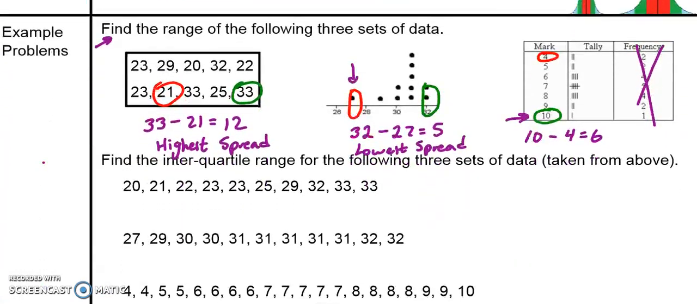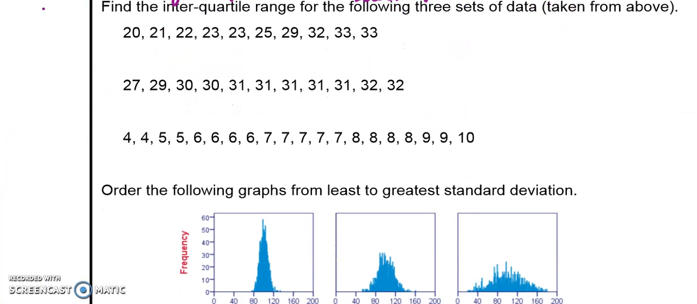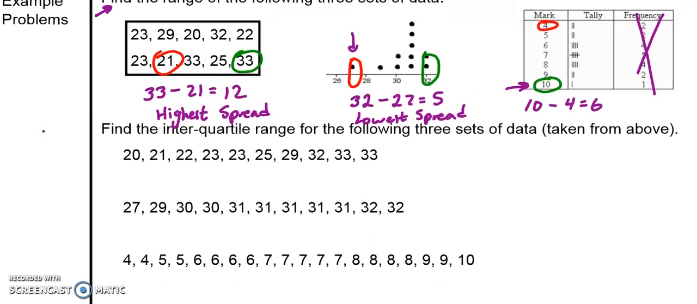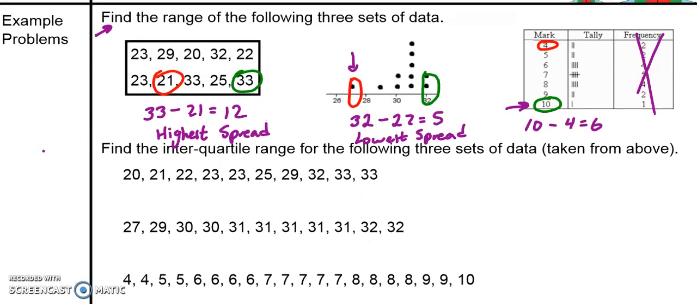So let's go down to the second set of example problems right here. Find the interquartile range for the following three sets of data taken from above. If you notice, I'm actually going to use the same exact data sets as I did up here in the first problems, except I'm not going to use dot plots or frequency tables. What I've done is I've literally written out all of the numbers right here. All of the data from the dot plot are in the second example, and all of the data from the frequency table is in the third example.